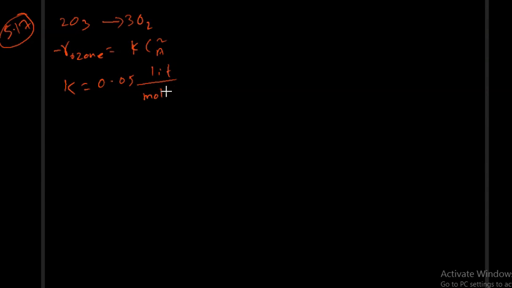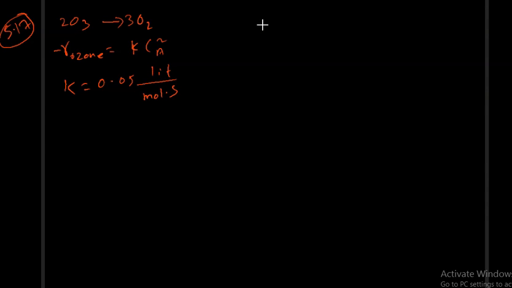5.17. So let us write down the given data. 2O3 gives rise to 3O2. So the rate of reaction minus RA is equal to K into Ca square. So K value is given. K is equal to 0.05 liter per mole second.